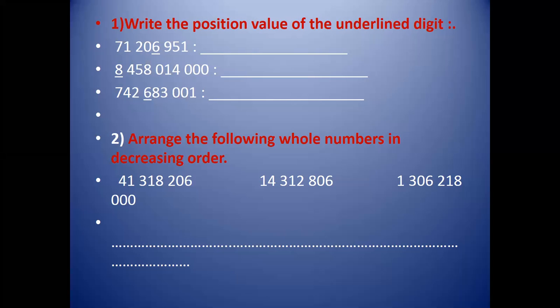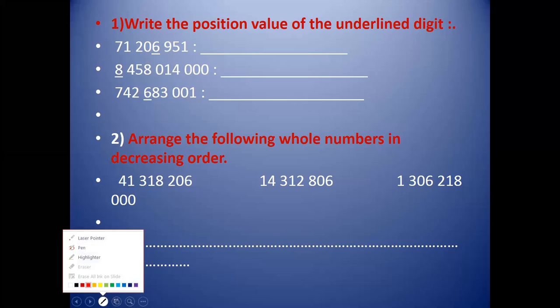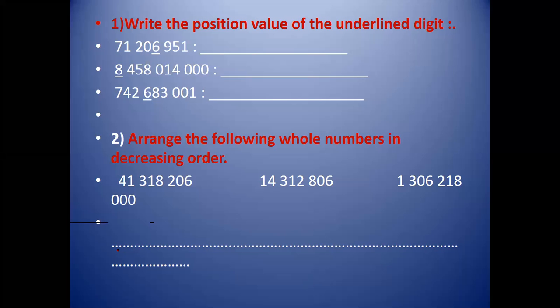Okay. I will start doing exercise 2. In the extra sheet, I sent for you this extra sheet on the system. You can print it. We will work with it. Exercise 2: Arrange the following whole numbers in decreasing order. When I say decreasing, I mean we will start from the biggest number to the smallest one. So we have to choose the greatest number. We will start with it first.